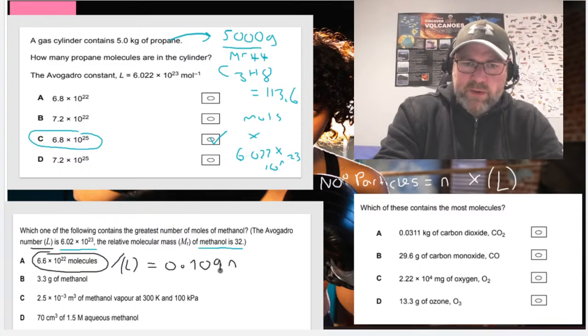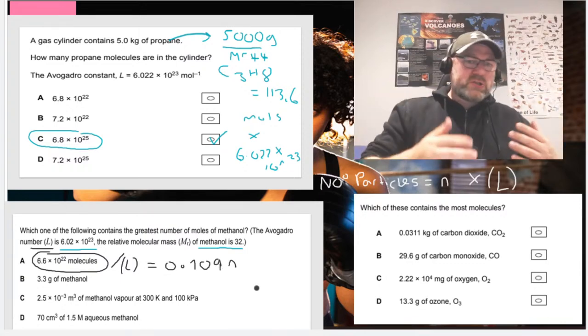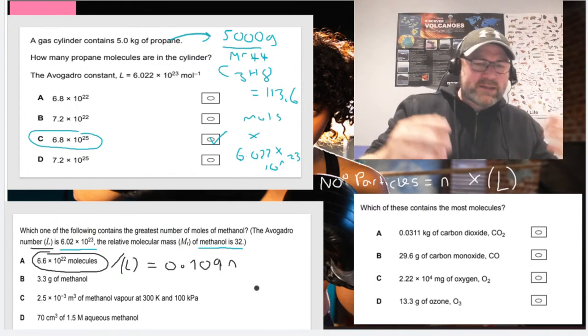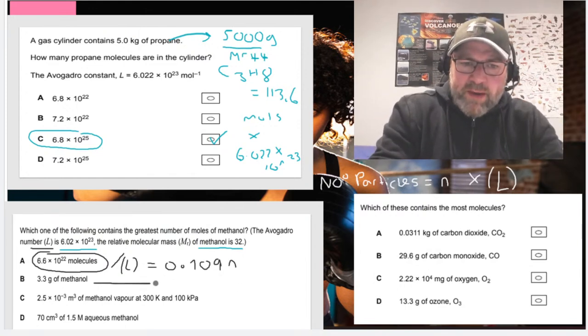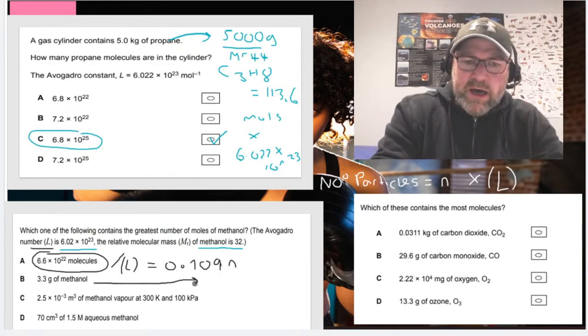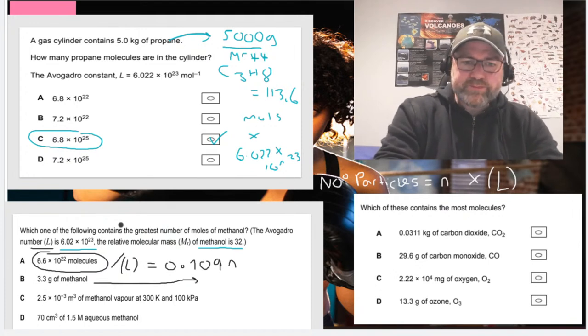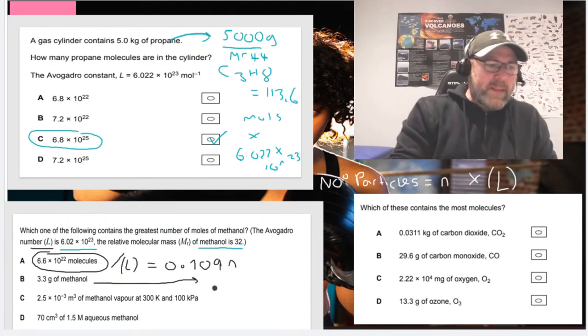Now, the reason why this one is hard, sometimes you can just spot these straight off, like, yeah, that's the biggest or that's the smallest. Right, what about 3.3 grams? How do we turn mass into moles?